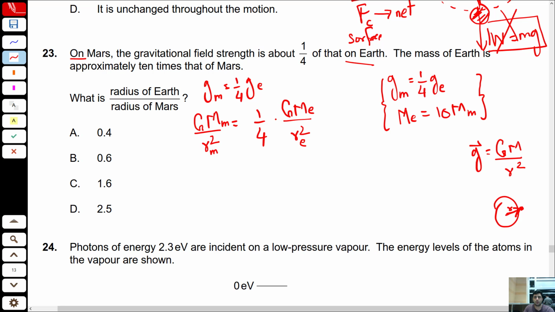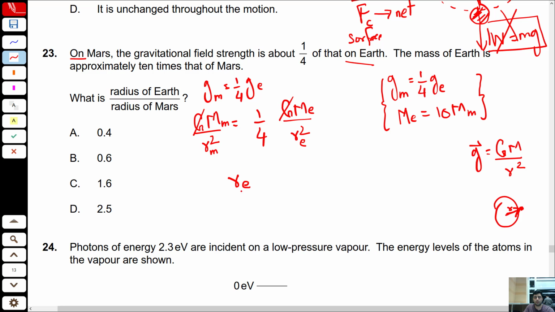Alright, now we just need to rearrange the equation. We need to make sure that the radius of the Earth is on the top in the numerator. So we can just move this RE over there. Actually, this G and G just cancel out, and RE can go to that side.